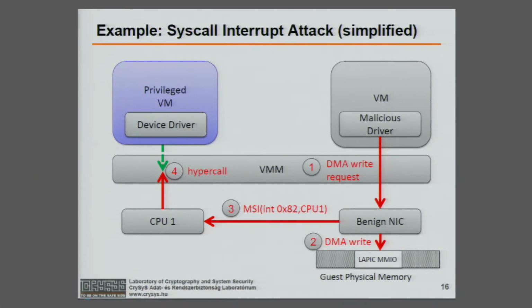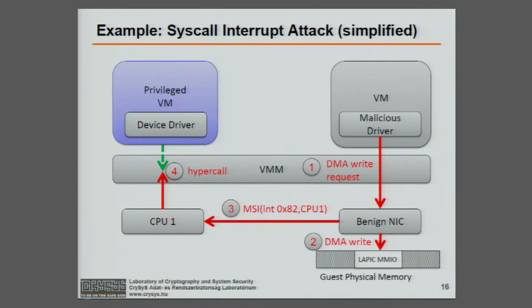Invisible Things presented many attacks. Most of them were theoretical, but one of them was really practical, and they could really achieve a guest to hypervisor escape on a Xen system. And the idea behind their attack was the following.